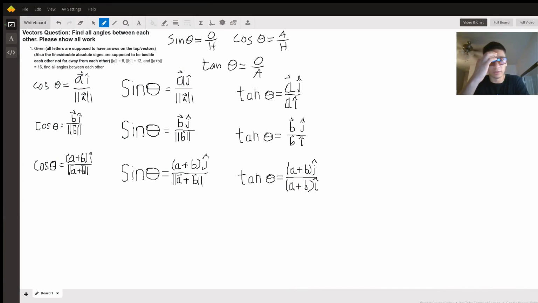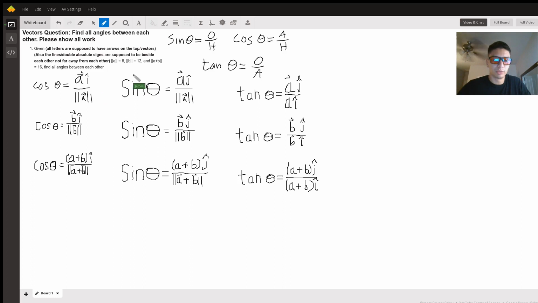So this question says, given that the magnitude of vector A equals 8, the magnitude of vector B equals 12, and the magnitude of vector A plus vector B is 16, find all the angles between each other. And it doesn't give us any components, i or j components, or even k components of any of the vectors. So I think that the answer to this is best given symbolically.